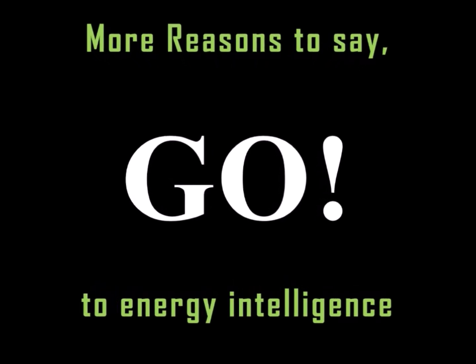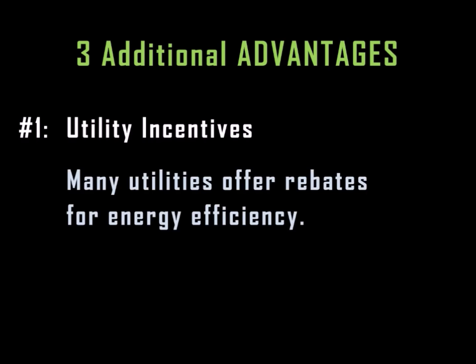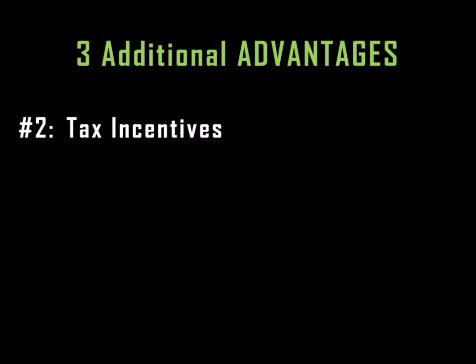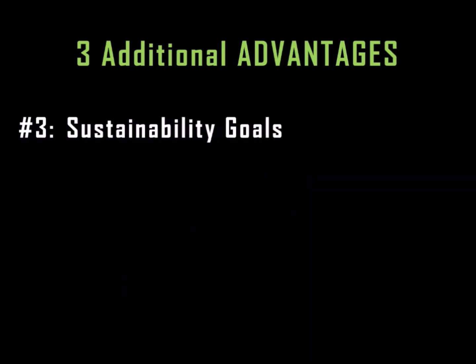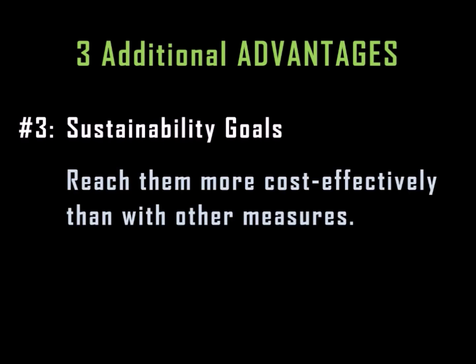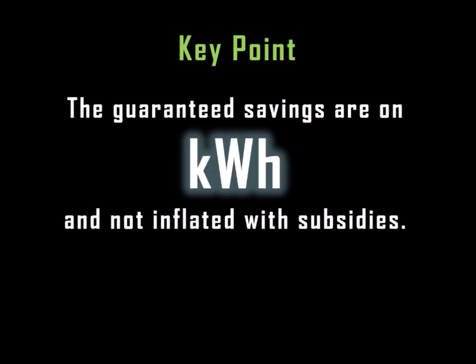Here's some more reasons to say go to energy intelligence. Number 1, the utility incentives. Many utilities offer rebates for energy efficiency. Number 2, tax incentives. HVAC improvements are expensed versus depreciated with 179D of the IRS code, restarted January 1, 2018. Number 3, sustainability goals. Reach them more cost effectively than with other measures. Here is a key point. The guaranteed savings are on kilowatt hours and not inflated with subsidies.